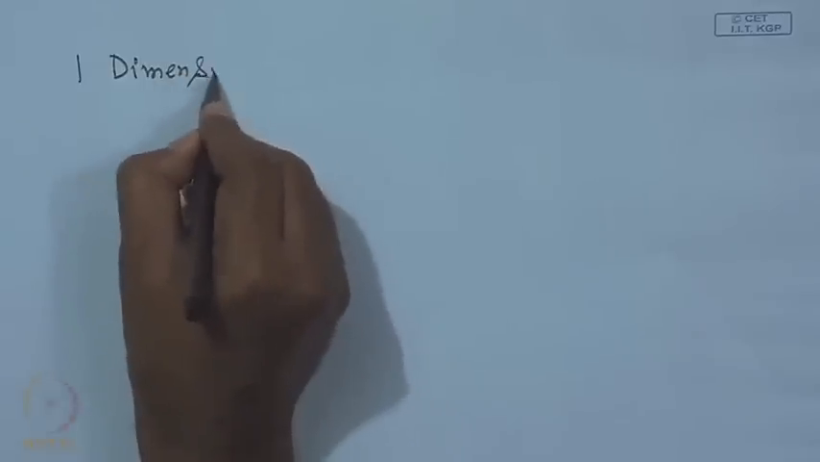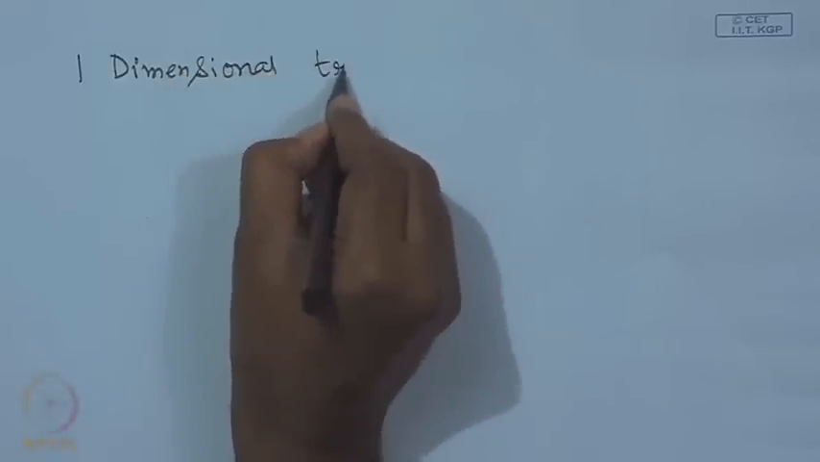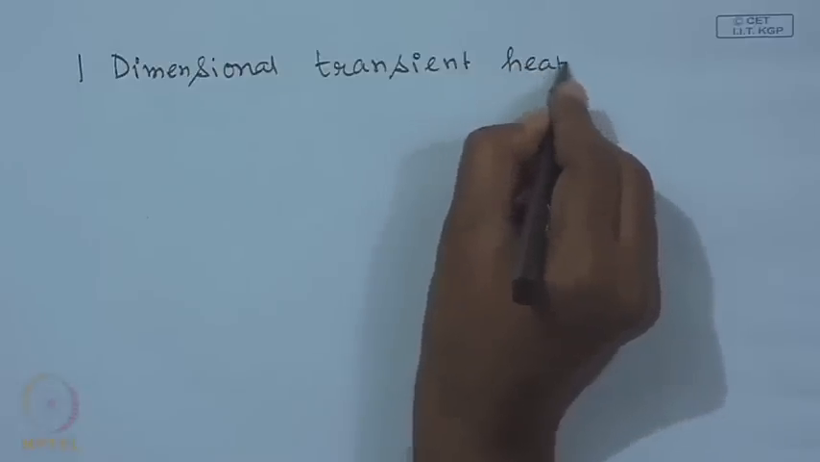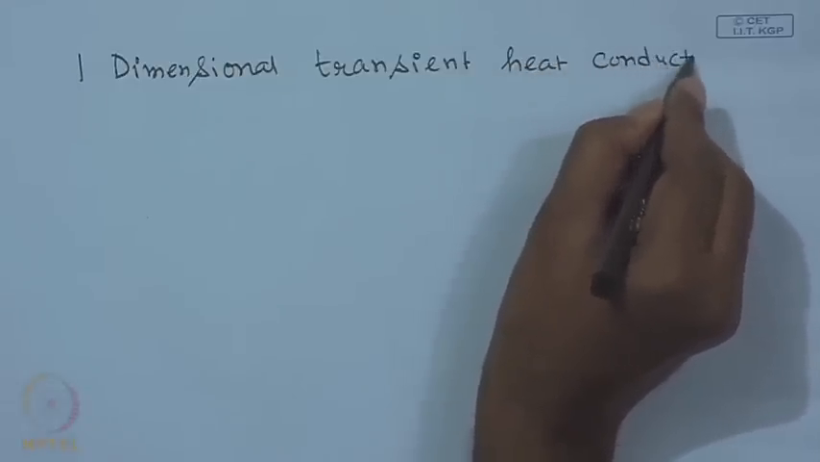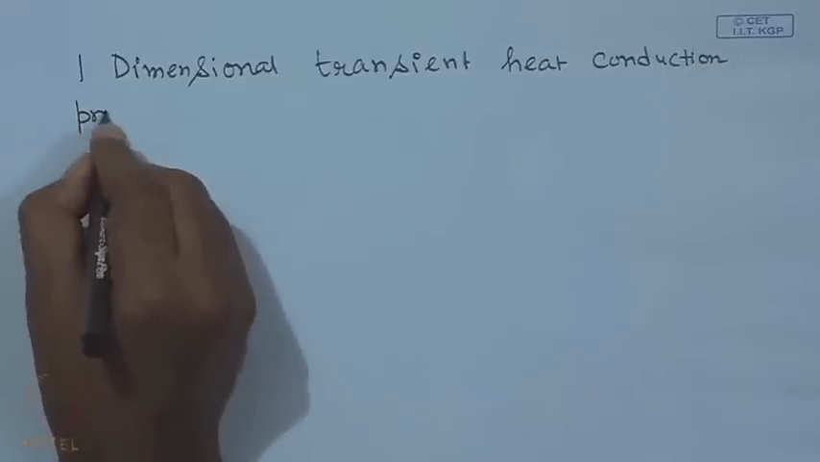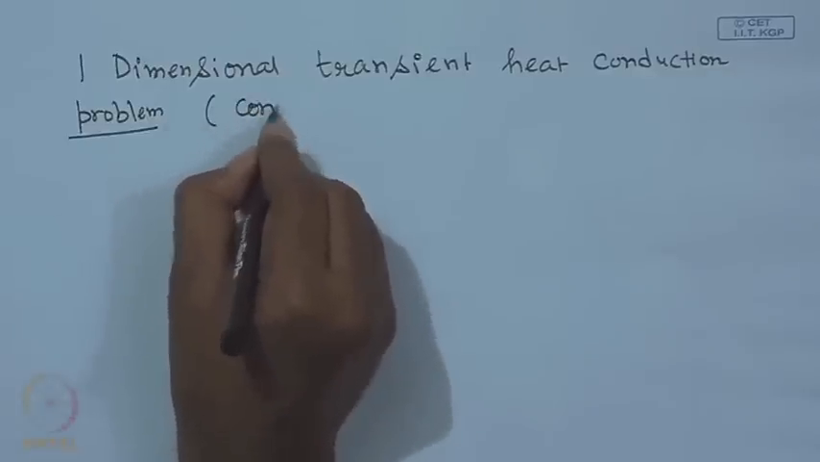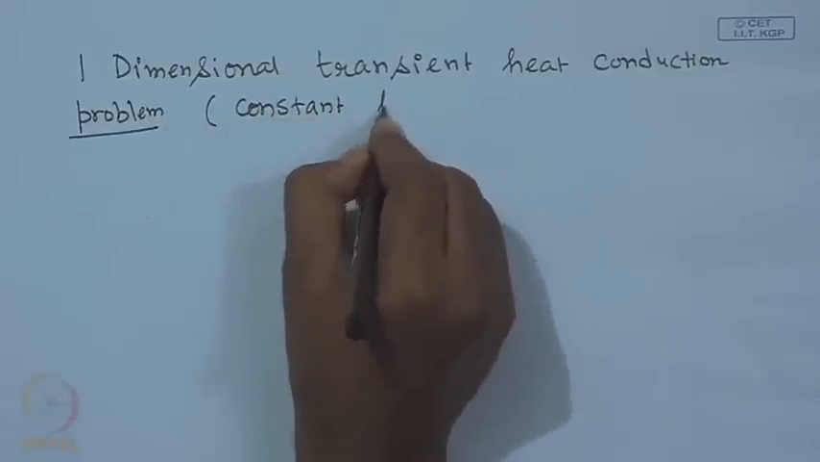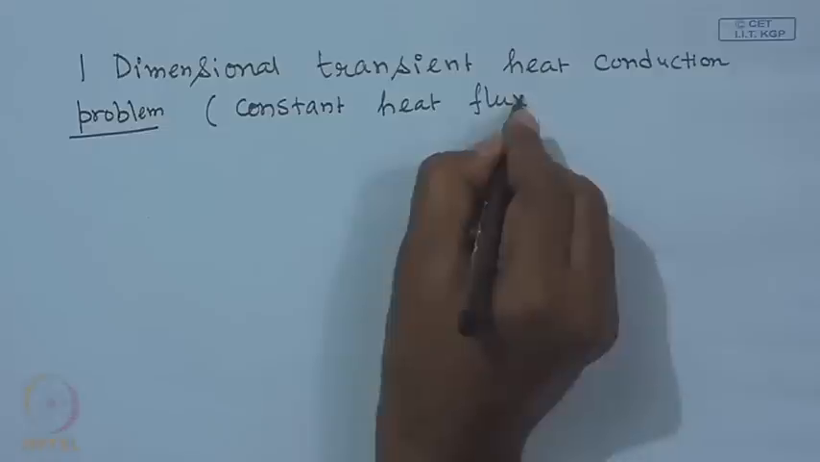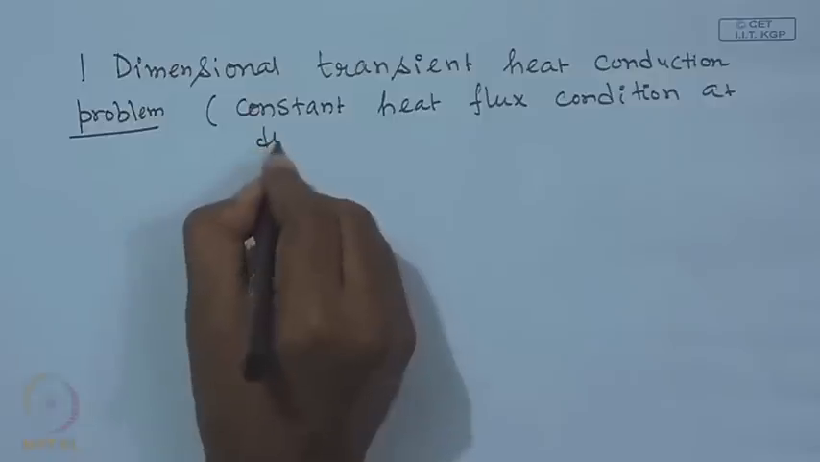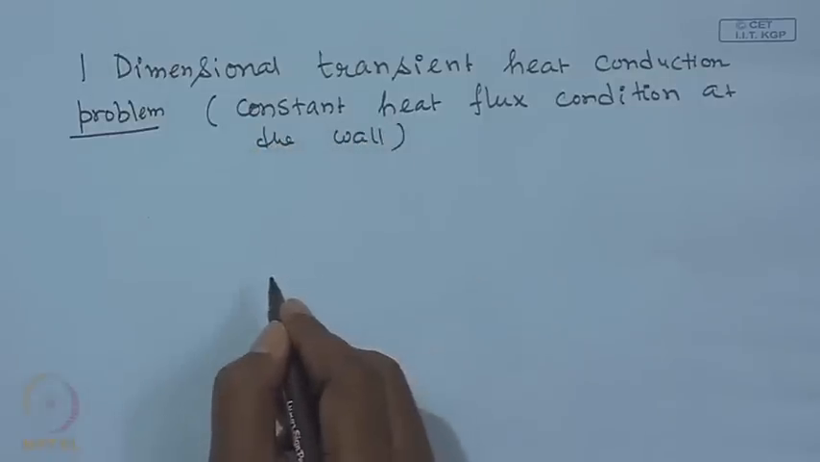So, it will again be an example of a one dimensional transient heat conduction problem. Again, we will be solving it completely. Constant heat flux condition at the wall.